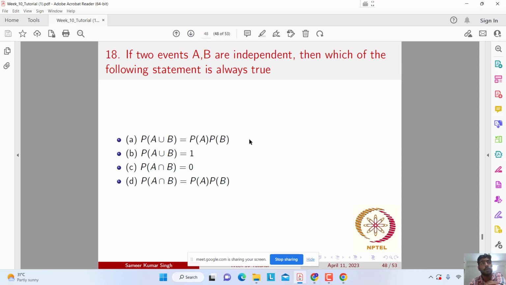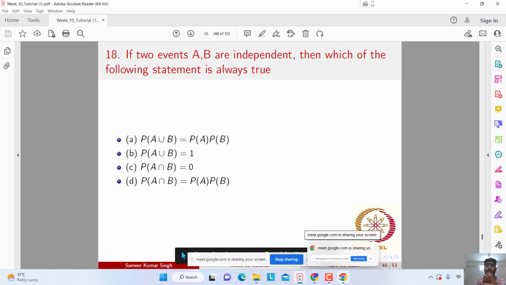Question number 18. If two events A and B are independent, then which of the following statements is always true? We will explain what an independent event is. We already discussed it.